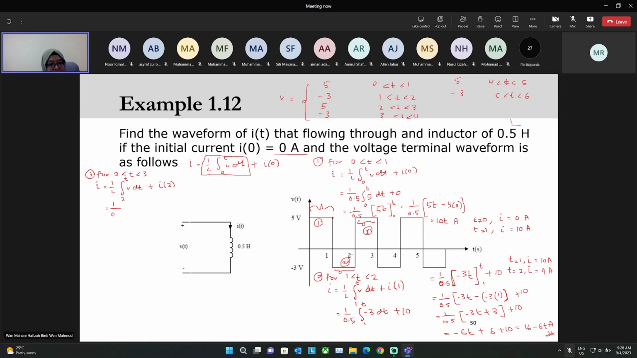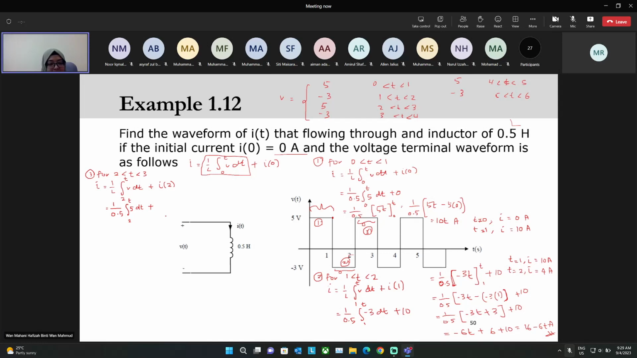Okay, 1/0.5 integration. So value V berapa pada masa 2 ke 3? Tengok balik yang you cari kat atas ni. Pada masa 2 ke 3, value dia 5. 5 dt tambah dengan I pada masa 2. What's the value? You tengok kat sini.